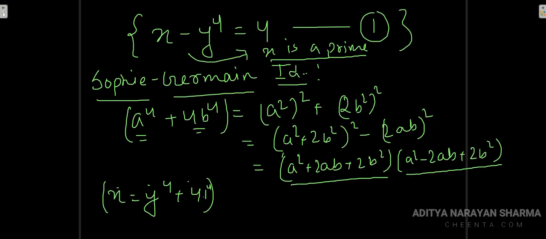So let's factorize the right hand side. It was given as x equals y to the power 4 plus 4 into 1 to the power 4. Now using the identity, just relate it: this a to the power 4, a is basically y here and b is basically 1 here, right? So a square plus 2ab plus 2b square will come as, since a is y, y square plus 2y, since b is 1, plus 2, into y square minus 2y plus 2.